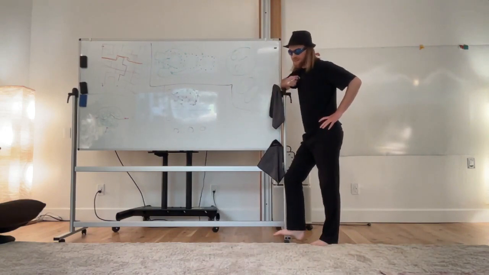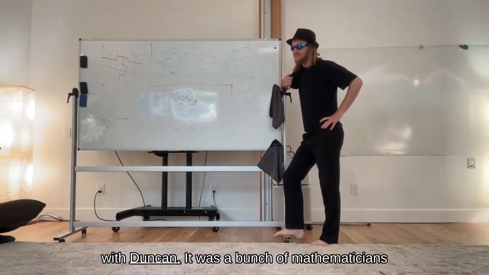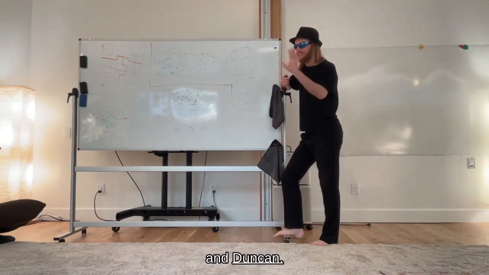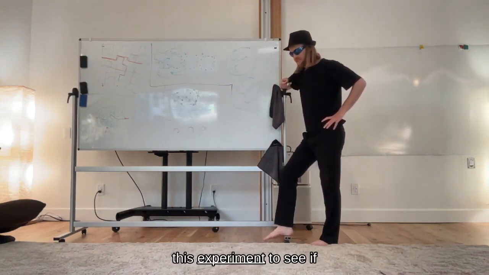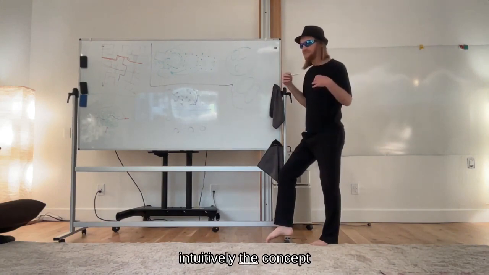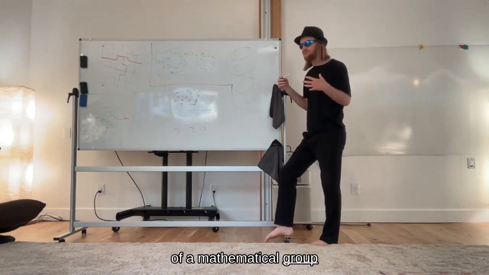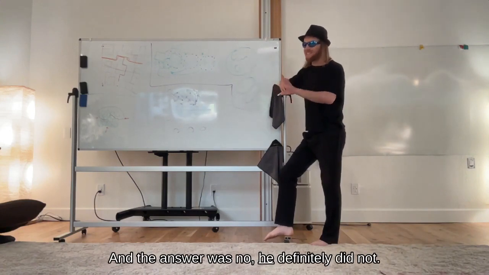Fun story here: at a workshop a year and a half ago, we did a little experiment with Duncan. It was a bunch of mathematicians and Duncan. Okay. Right? So we decided to do this experiment to see if Duncan already intuitively had the concept of a mathematical group, even though he'd never studied the math at all. And the answer was no, he definitely did not.